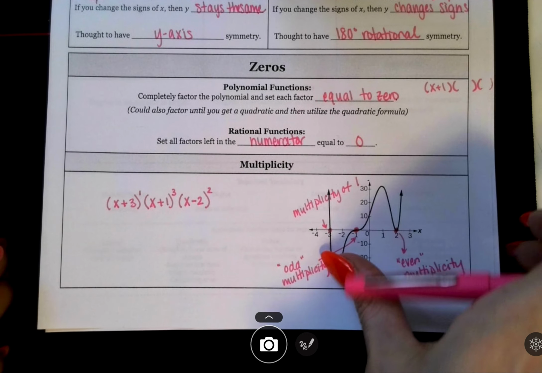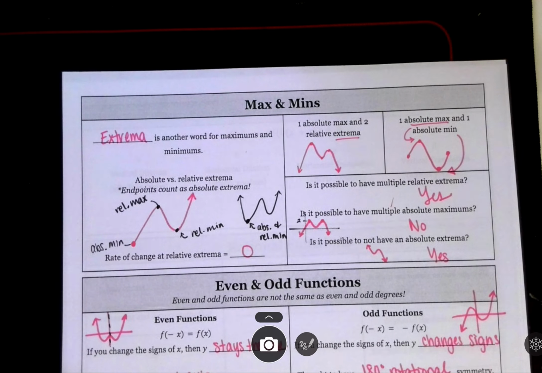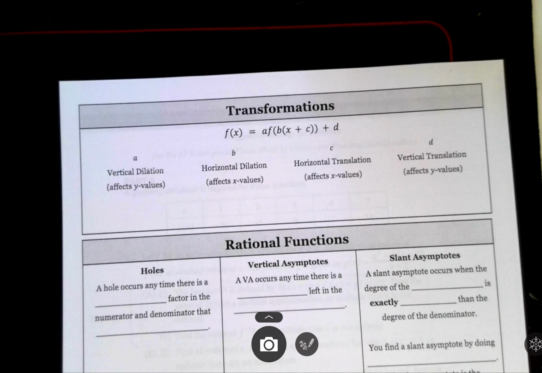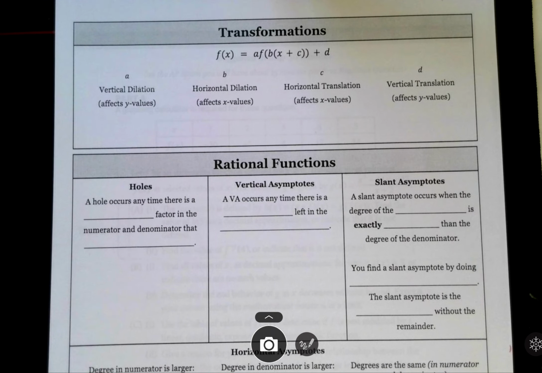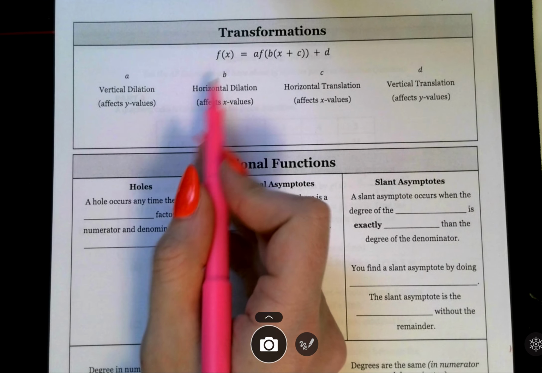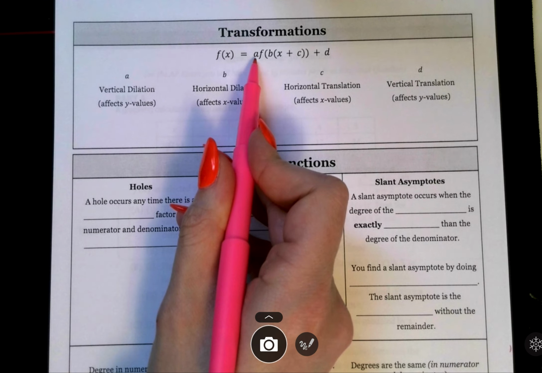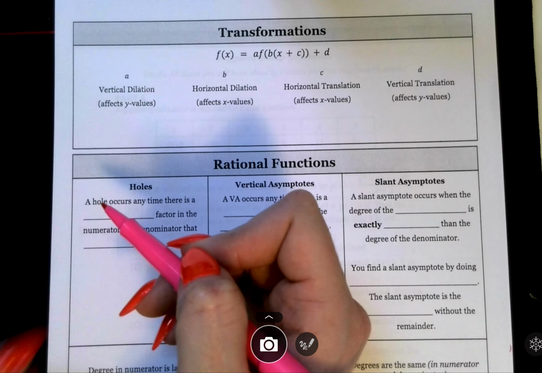We are going to move on to the last page so we can get them done in 2 parts. So the last one, we're looking at some transformations. For transformations, our A value is our vertical dilation. That affects your y values, which would affect your range.